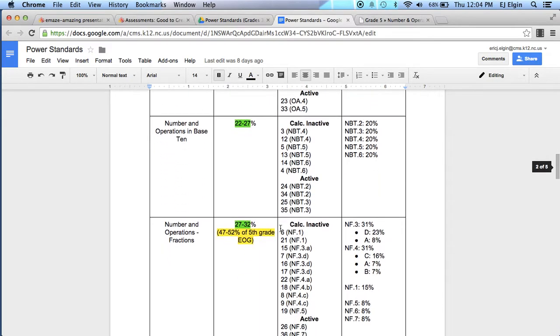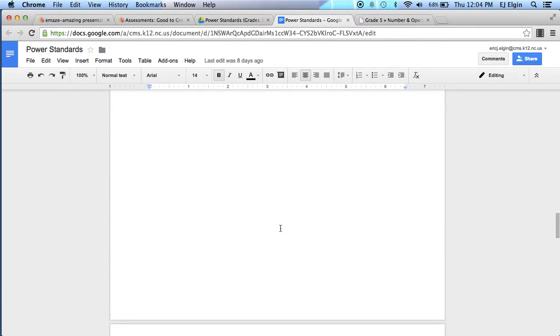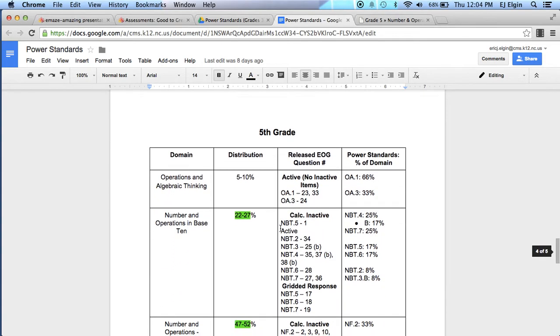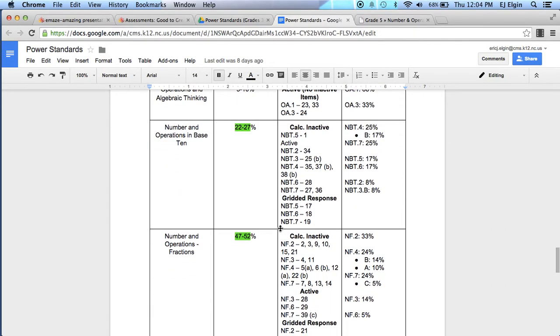Since we're looking at a 5th grade assessment, I will scroll down through grade 5. If you're a 6-8 teacher, the Math PLC facilitators also have put together a similar document where they have vetted the released EOGs and have identified the areas of focus. So now that I've pulled up our 5th grade power standards, let's look at base 10.